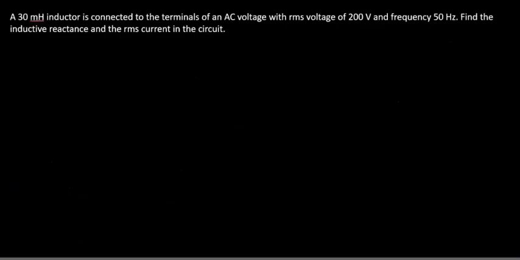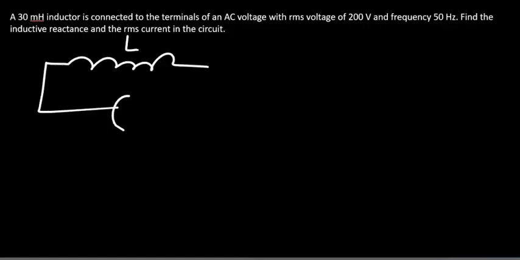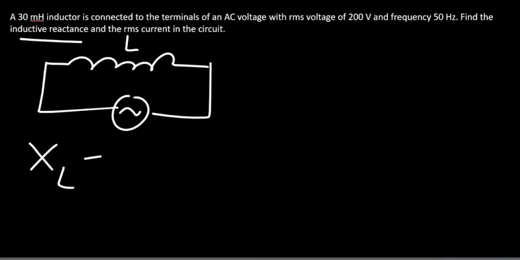Problem 3. A 30 millihenry inductor is connected to the terminals of an AC voltage with RMS voltage of 200 volts and frequency 50 Hz. Find the inductive reactance and RMS current in the circuit. So here the AC circuit consists of an inductor and the AC generator. So let's first determine the inductive reactance, X sub L.